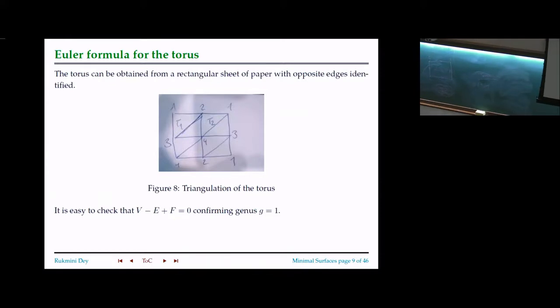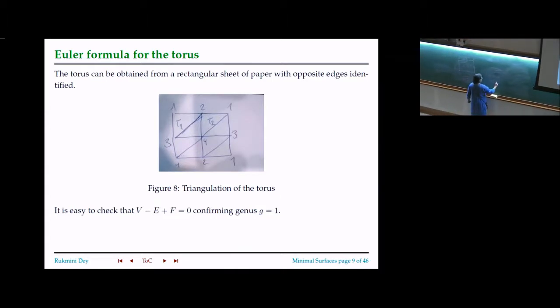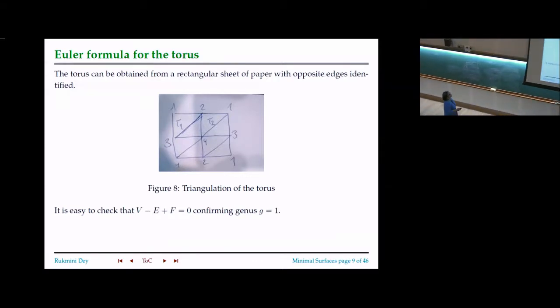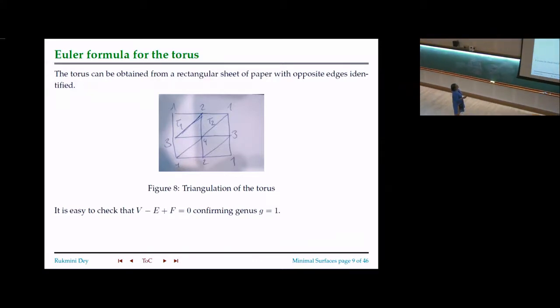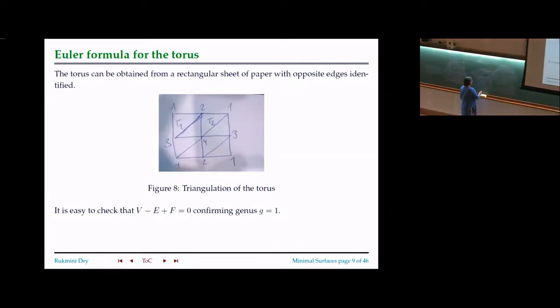And now, how many edges are there? How many edges are there? 1, 3, which is also here. So 1, 3, 3, 1, 1, 2, 2, 1. We can't count them twice, right? So this is 1, 2, 3, 4, 5, 6, 7, 8, 9, 10, 11, 12. So the number of edges you can count is 12.